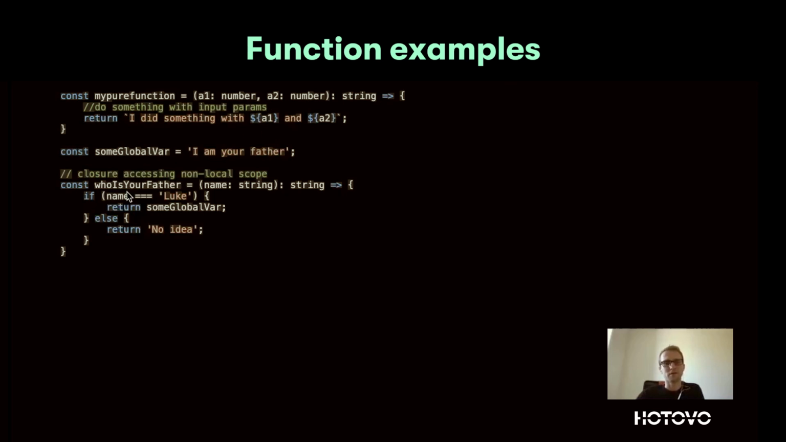On the other hand, look at this function here. whoIsYourFather is a function that accepts a string parameter and returns a string. But the thing is that it actually depends on some variable outside of the scope of the function. This means that it is a closure around this scope. And when this global var changes, the behavior of the function changes. It returns a different string. So this is not a pure function.